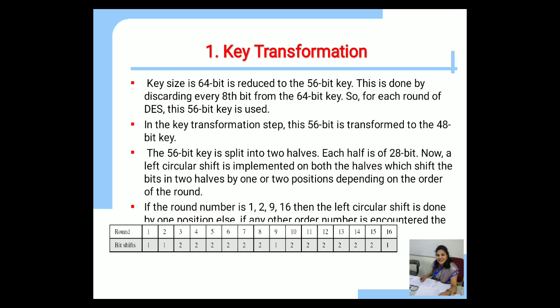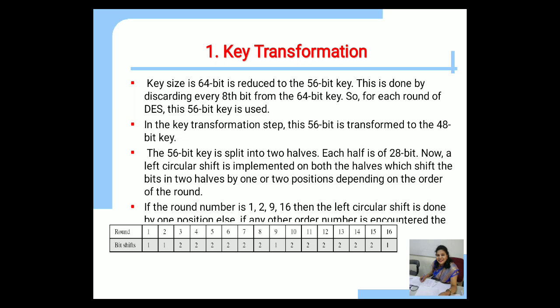Every 8th bit means what? In 1 to 64, it is nothing but 8, 16, 24, 32, 40, 48, 56 and 64. So you are going to discard all these bits. In the key transformation step, the 56-bit key is transformed to 48 bit. This 56-bit key is split into two parts, so each part is 28 bit.